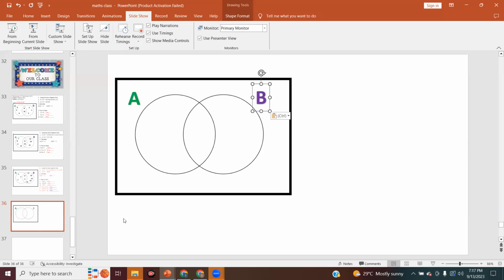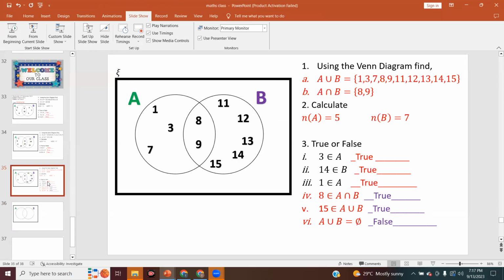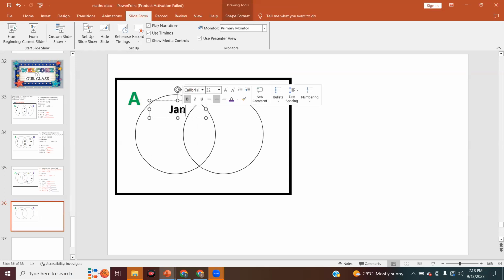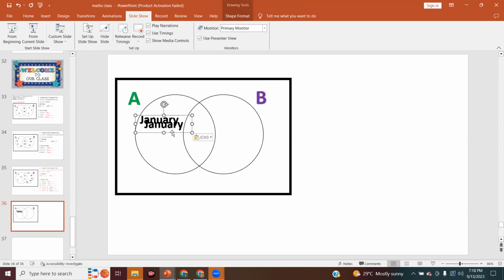All right, so let's do another example. This is an example, so this is not a graded exercise. Let's say for this one, let's say the set is January. You want us to write this down? Yes, write this down as well. Okay, so this has January and then February.